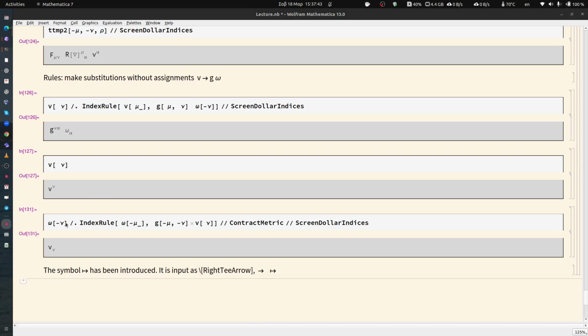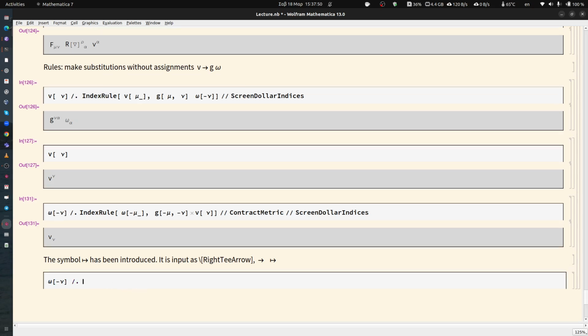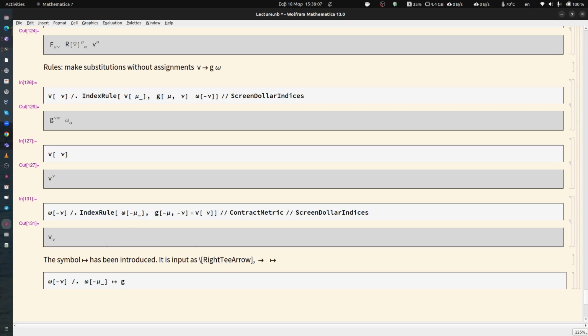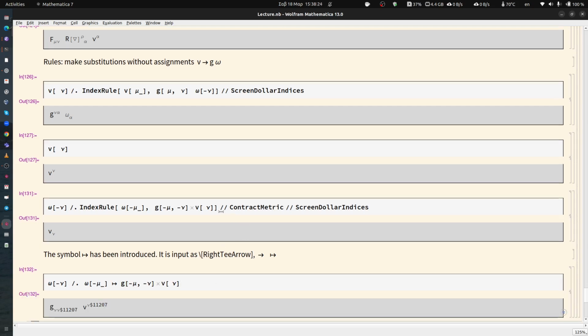So now I can write that rule here the same way that I write rules in ordinary Mathematica expressions, and I want omega to be substituted by g, and I obtain the same result by applying those two functions.